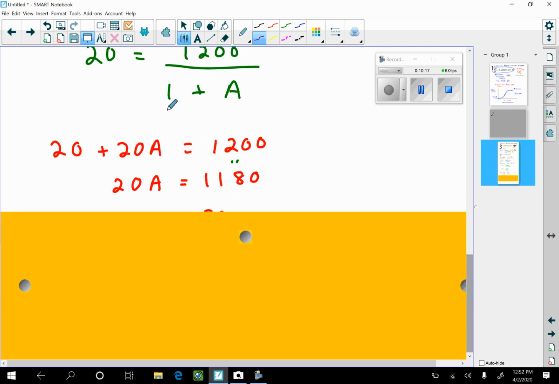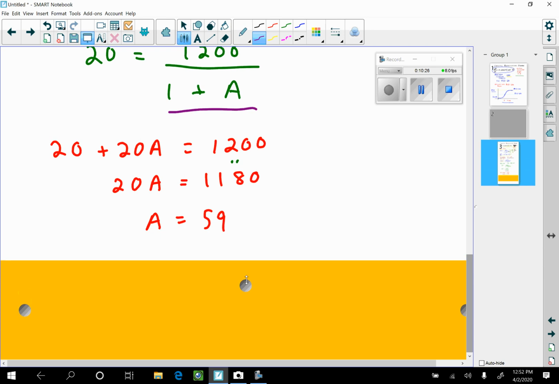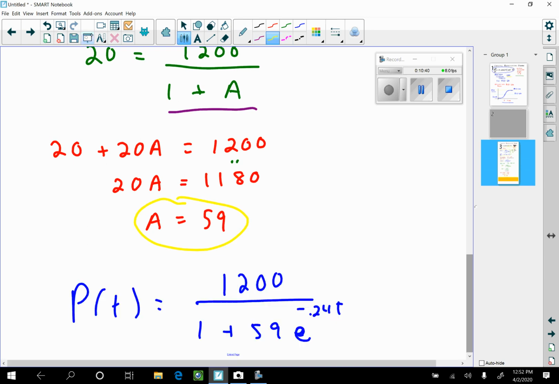Multiply both sides by 1 plus A. 20 plus 20A is 1200. 20A is 1180. Divide by 20. 1180 divided by 20 is 59. So now I have all the pieces. I have my M, I have my K, I have my A. So here's the solution. Here's my model.